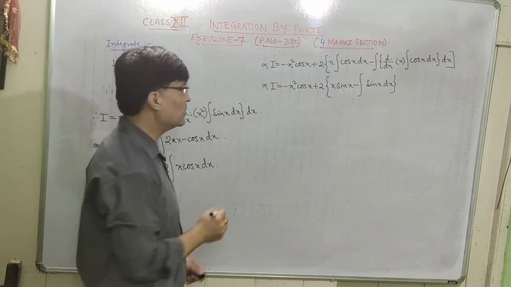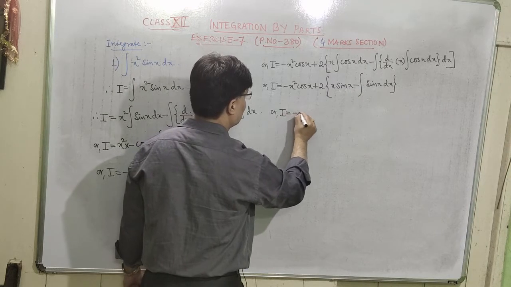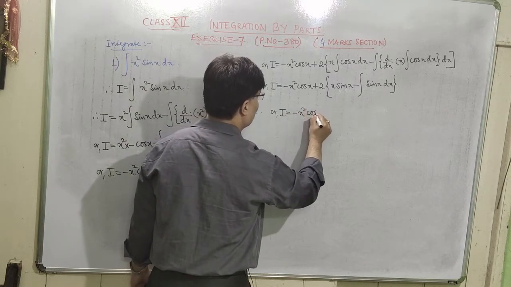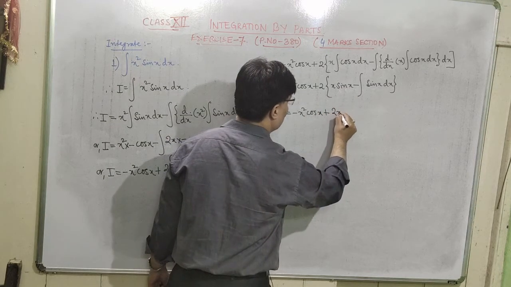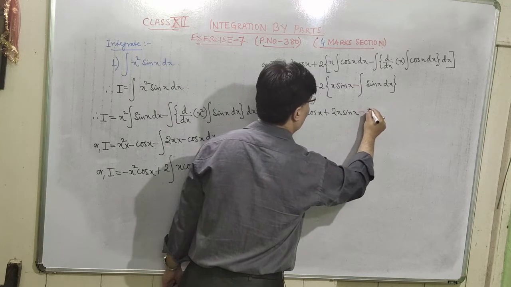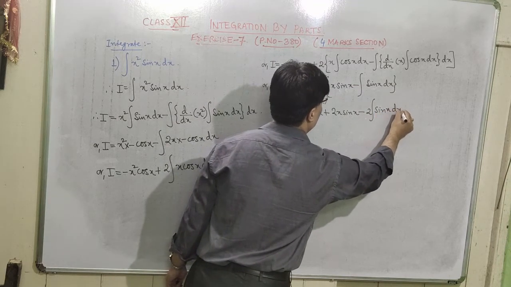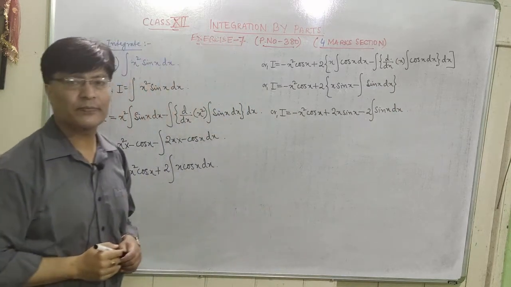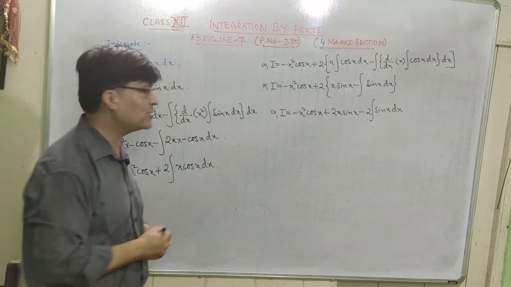So I think you have understood it. Okay, so let us open this bracket. I is equal to minus x square cos x plus, let us multiply by 2, it is 2x sin x plus into minus, minus 2 integral sine, this is sin x dx. So now you can easily evaluate this integration, that is integral sin x dx.